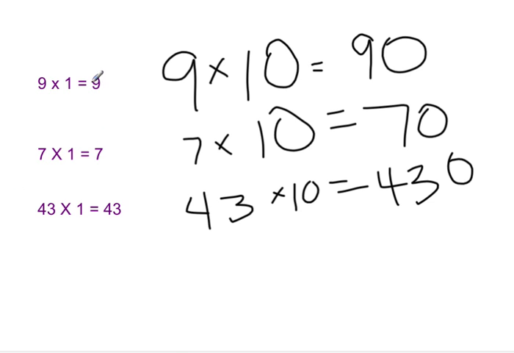Basically, we get the same answer as the first time, except we're adding a 0 to our ones column. We're multiplying one number 10 times itself, so we add the number 0 to our answer. Let's move on and use our same numbers, 9, 7, and 43.